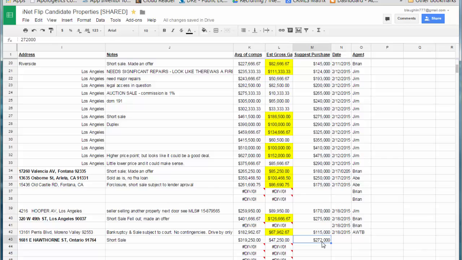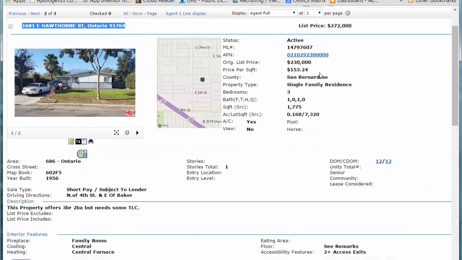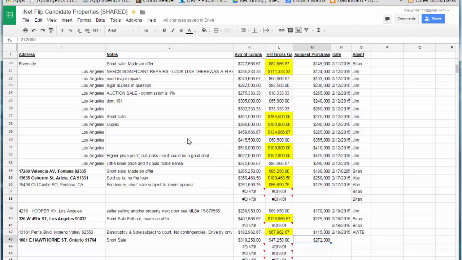And so maybe 272 isn't the right number, and originally they were at 230. So what if I could get this property, for example, at 230, right? So I'm going to go ahead and say, well, this is the suggested price at 230. And you go ahead and say, oh, that could be a good property if I got it at 230. And so that's how you fill out the sheet.